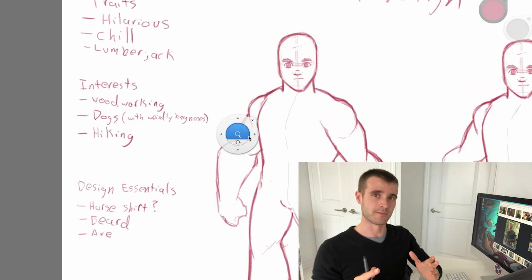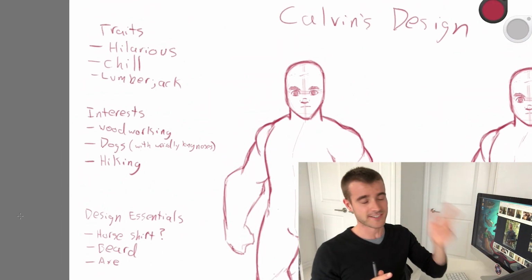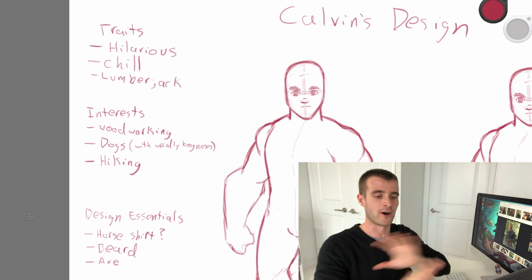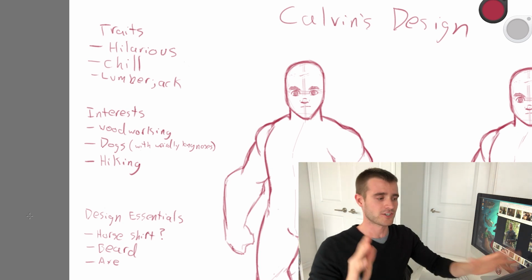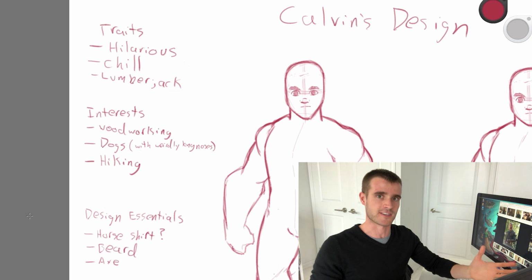Then I like to jot down some lists of the character's traits, interests, and design elements. And I like putting that on the page that I'm doing the designs on, just so I can easily look over and reference them. And I'll go over the ones for this character when we're into the time lapse of coming up with our first ideas.